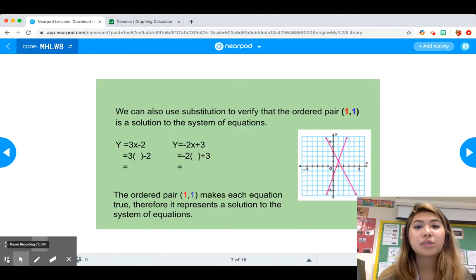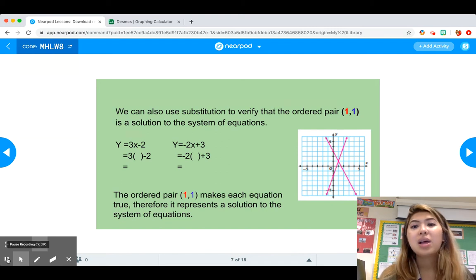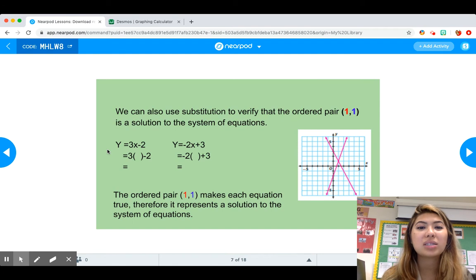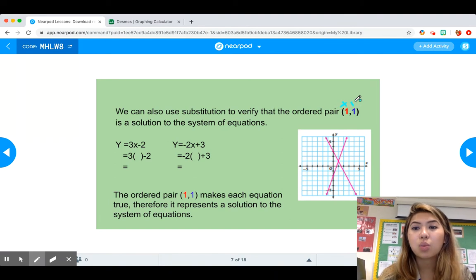We can also use substitution, which is another method of solving system of equations, to verify, which again means to confirm that the ordered pair 1, 1 is a solution to the system of equations. So we have our two equations, y is equal to 3x minus 2, and then y is equal to negative 2x plus 3. And in this case, first we're going to label the point. So I know that the one is our x and the other one is our y. So I'm going to plug in those points into the equations.